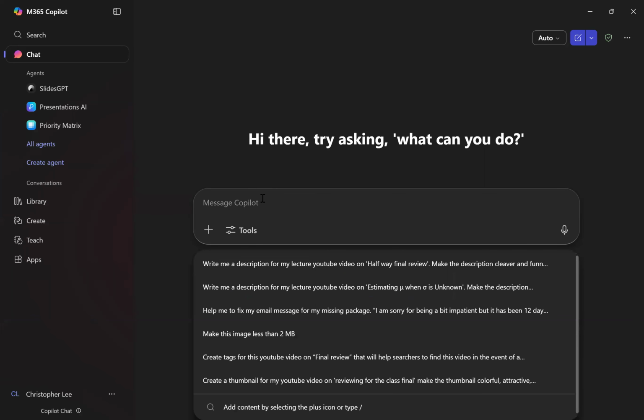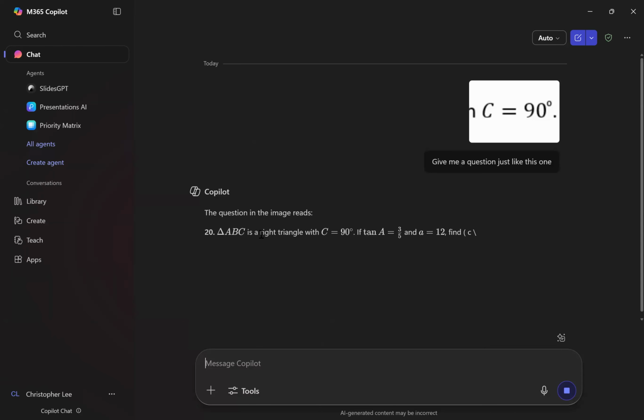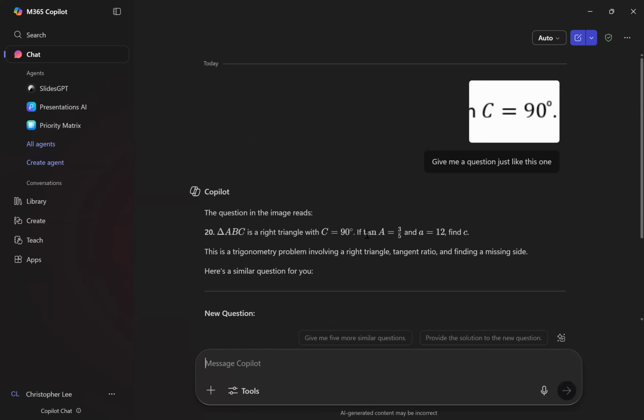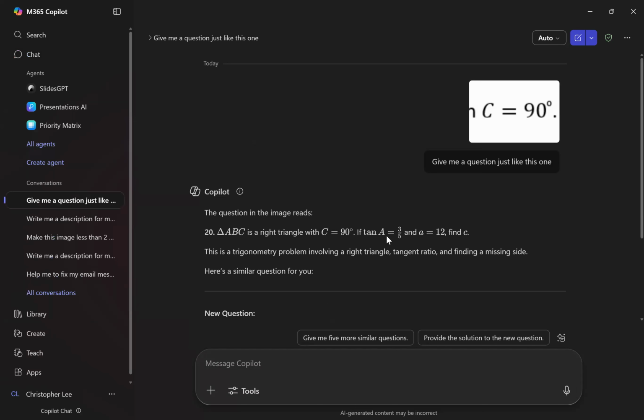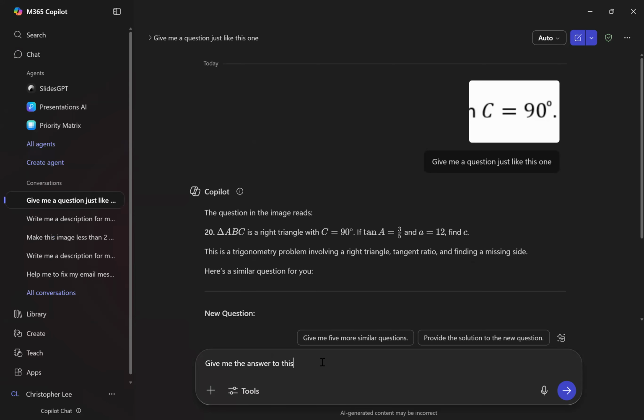What did I do? I just snipped the question that we just had. So I'm going to paste it. Now all you have to do is say to Copilot, give me a question just like this one. Let it think for a while, and then it generates a brand new question for me to answer. Then I can go on my piece of paper and try it out. After that, I can say, give me the answer to this question.